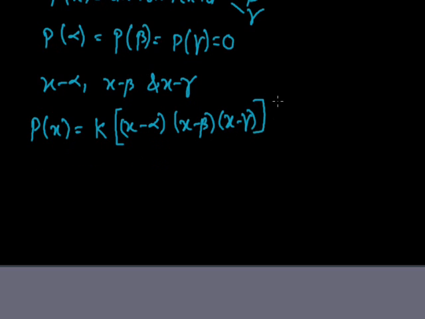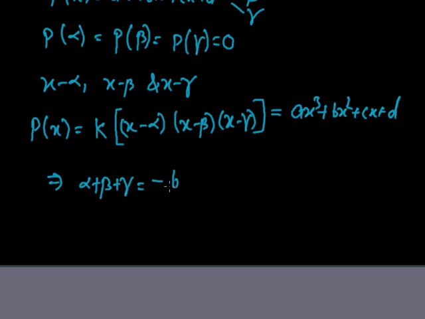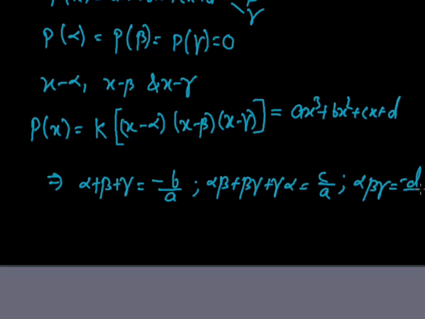The original polynomial was ax cube plus bx square plus cx plus d. Again, by comparing, we will have that alpha plus beta plus gamma is equal to minus b upon a. The sum of products of pairs, that is alpha beta plus beta gamma plus gamma alpha, is equal to c upon a, and also alpha beta gamma, that is the product of the zeros, is equal to minus d upon a. Let me take some examples on the given relationship.